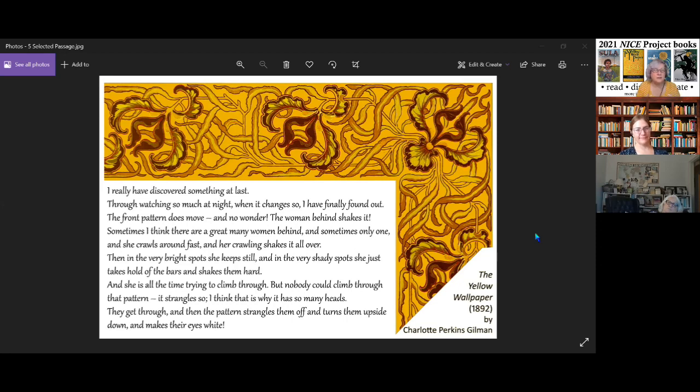In the bright spots of the wallpaper, in the bright light of day, in normal life, the woman keeps still. Any woman has to learn to keep still, because if she doesn't, she might be deemed mad and given a rest cure, right? But in the shady spots, where she might not be noticed, in the wallpaper and in real life, she can shake, she can write, she can paint, whatever. That's sort of what I took from that one sentence or phrasing in that part.